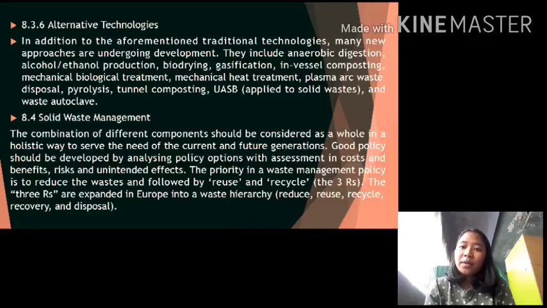8.4 Solid waste management. The combination of different components should be considered as a whole in a holistic way to serve the needs of the current and future generation. Good policy should be developed by analyzing policy options with assessment in cost and benefits, risk and unintended effects. The priority in a waste management policy is to reduce the waste, followed by reuse and recycle, the 3Rs. The 3Rs are expanded in Europe into a waste hierarchy: reduce, reuse, recycle, recovery, and disposal.